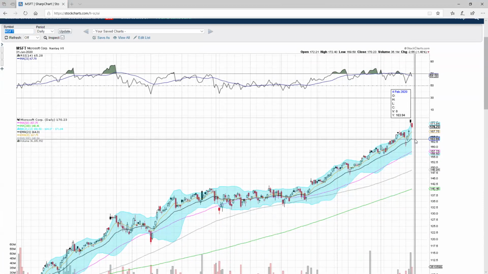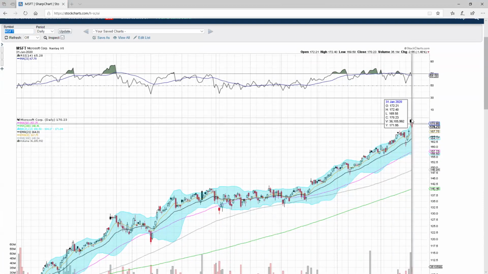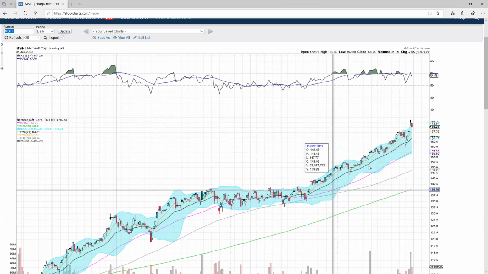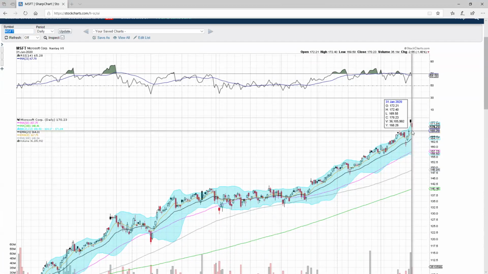Apple went all the way to the 21-day. What they're doing is great, but it's run forever. This thing needs a rest. I would prefer to see it come in a little bit, but we'll see. What else did you guys post? Netflix.